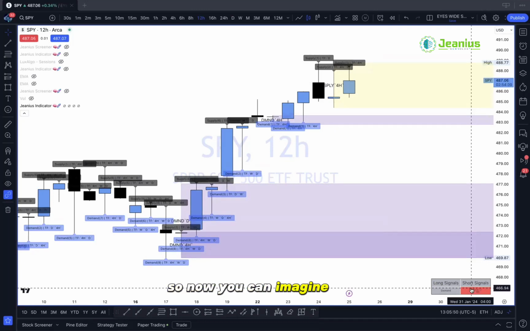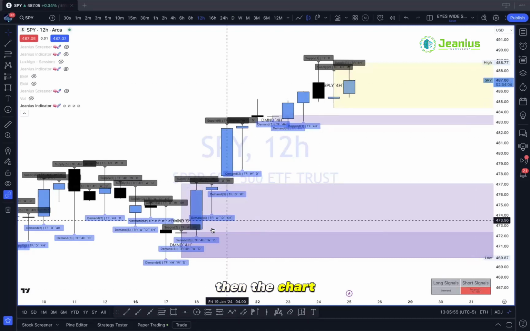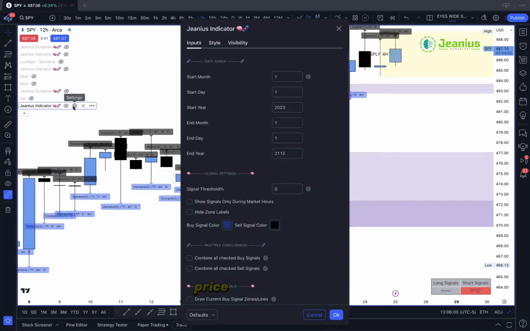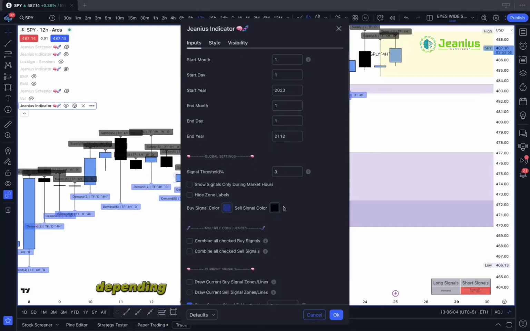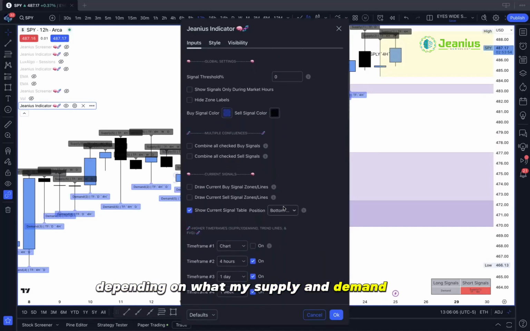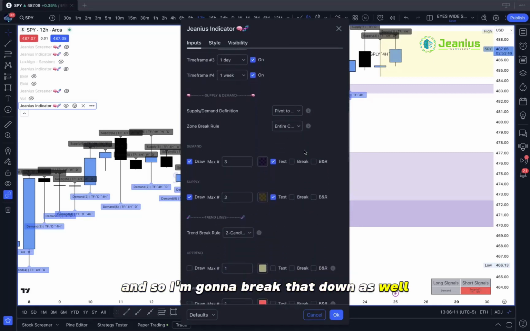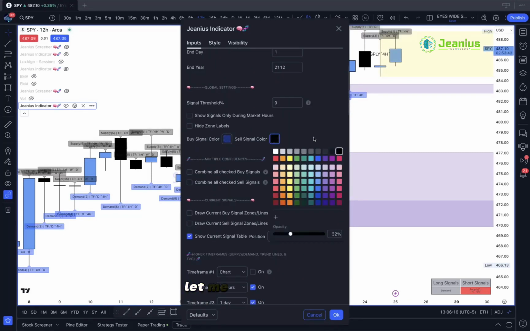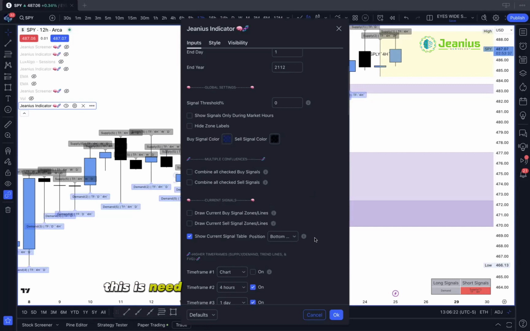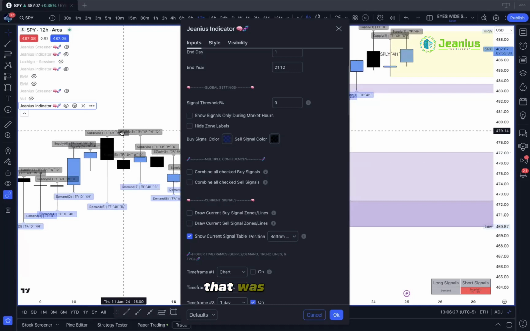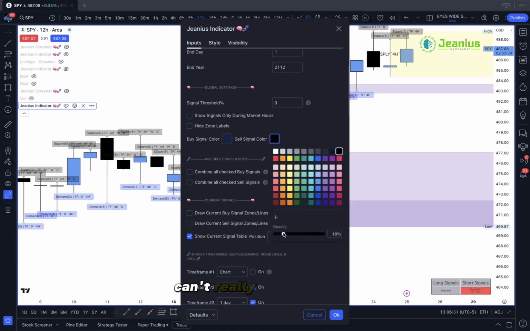Now you can imagine that when these signals start to stack up, the chart becomes a lot cleaner. Right now, it's just showing you every time price had a so-called supply or demand hit, depending on what my supply and demand rule is. I'm going to break that down as well, and I'll get this all cleaned up. I just need to change the strength of the background colors on these signals, because that was too dark. You couldn't even really see the words.